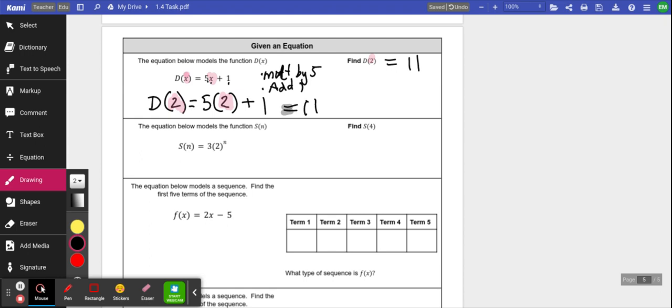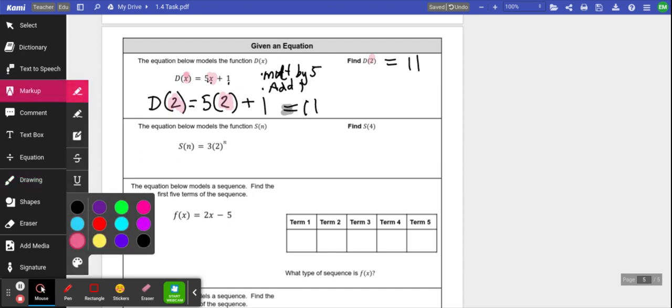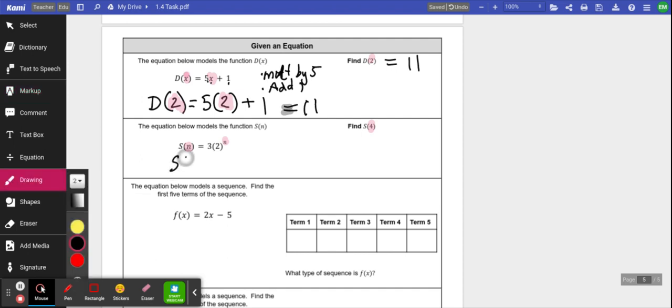In this next problem, I'm going to mark my inputs, which is, in this case, n. I can tell it's n because it's inside the parentheses. S is the name of my function, n is my input. So s of n equals 3 times 2 to the nth power. And I want to find s of 4. So everything I just highlighted in pink, those are my inputs. So what I'm going to do is write this as s of blank equals 3 parentheses 2 blank. And I left out those highlighted sections.